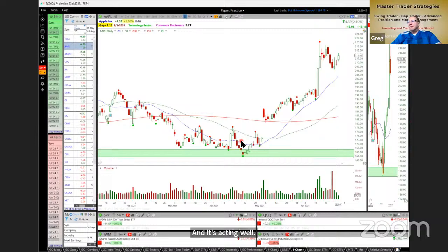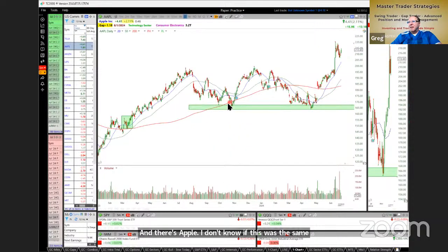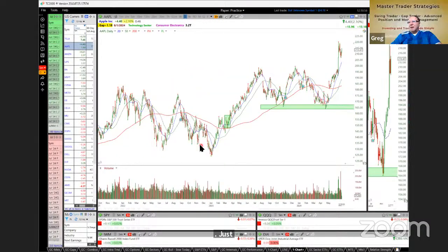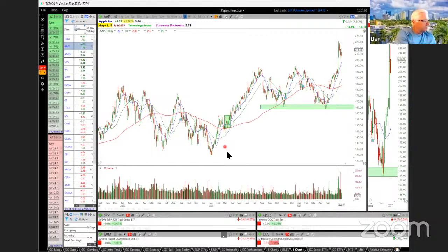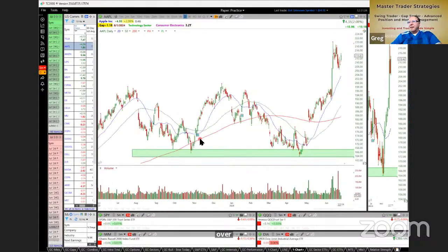And there's Apple. I don't know if this was the same spot, Dan. No, you were talking about it, I think, here. It was last year in the summer, somewhere in April over here. Right here. Yeah, there you go. And it's had some big giant moves, right? Bottoming, reversing, back down again, back up, and remember the news that was there.